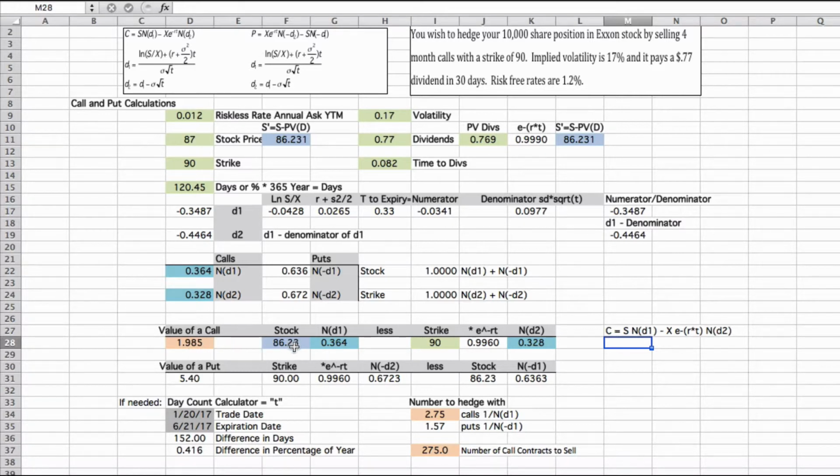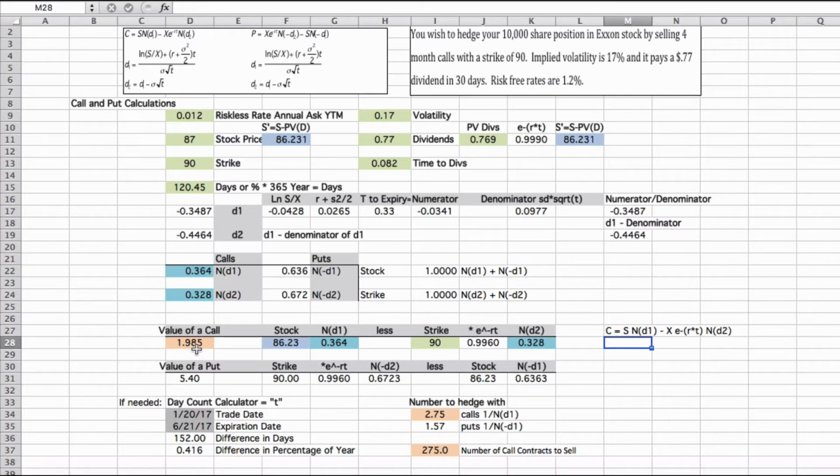And so here we go. The stock is the adjusted stock price. Remember, we came up with our present value of dividends subtracted out of the $87 stock price. So 86.23 times your ND1 probability, 36%, less strike. Strike was 90. Present value of the strike, because it's in the future and we want to know the value today, multiplied by the probability of that event. ND2 is 0.328.